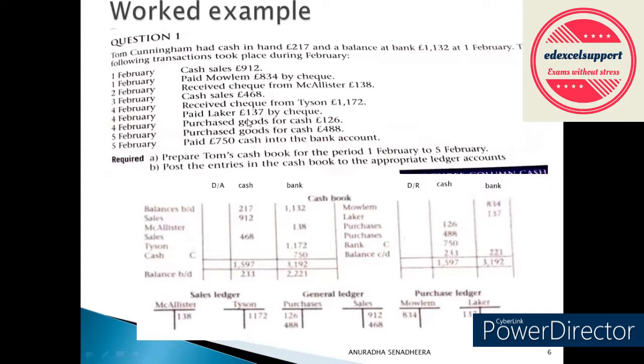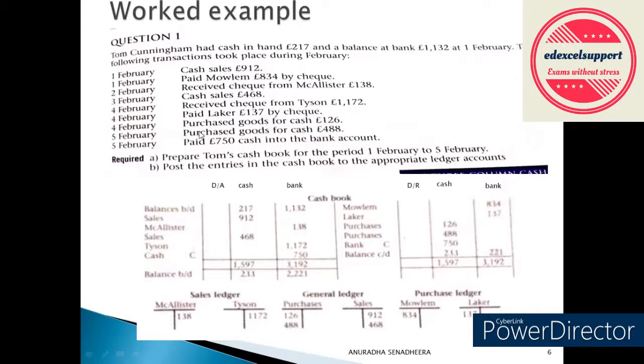Paid Lake, who must be a trade payable, by check. Paying by check means bank will be credited. So column will be bank. Side will be credit. Amount will be 137. It's paying to the trade payable called Lake account. You write that in the detail column. So we go to the next one.